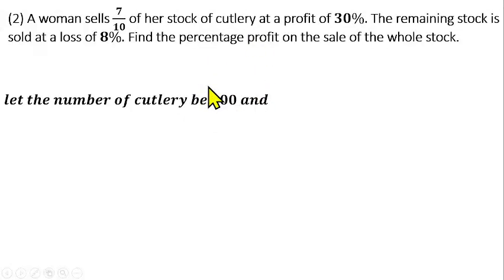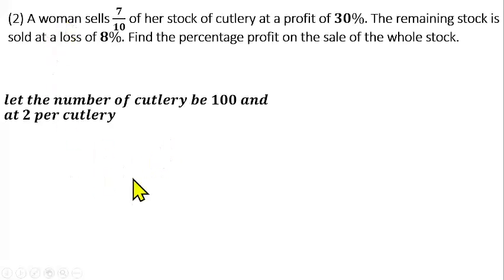So in this case, you can say let the number of cutlery be 100, since we don't know the number of cutlery that is sold. And the price of each cutlery, let it be 2 per cutlery. We cannot put any unit here, since we are not given any units of currency. So you can just say let it be 2 per cutlery. So we have 100 cutlery and 2 per cutlery.